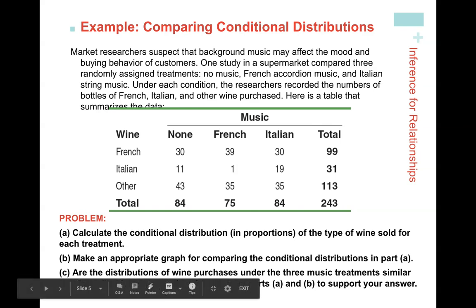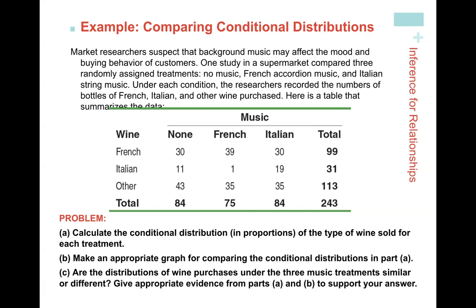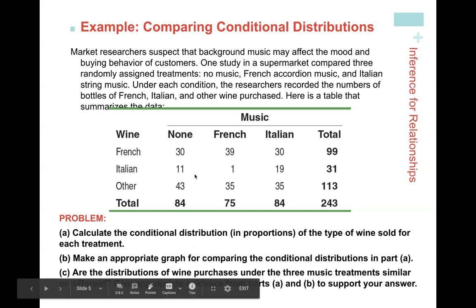Make an appropriate graph for comparing the conditional distributions in part A. The appropriate graph that we're going to use is a side-by-side comparative bar graph, because remember, categorical data, bar graphs, not histograms. Part C: are the distributions of wine purchases under the three music treatments similar or different? Give appropriate evidence from parts A and B to support your answer. We're not doing any inference yet, no state, plan, do, conclude. We're just doing some review of how we read two-way tables. So here's all your data.